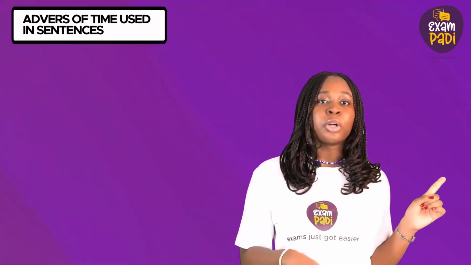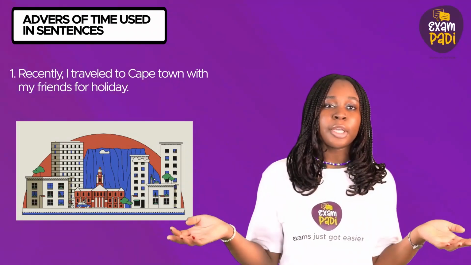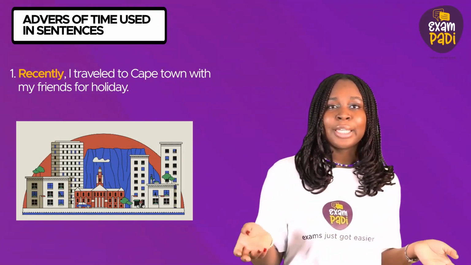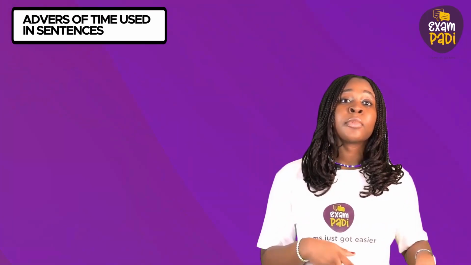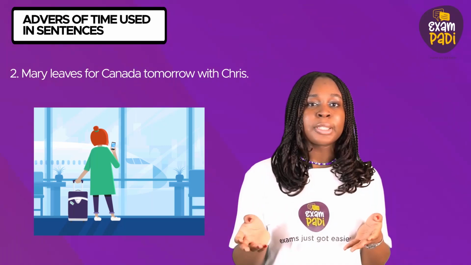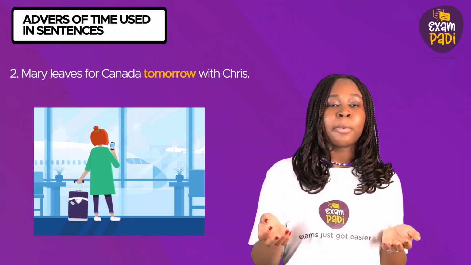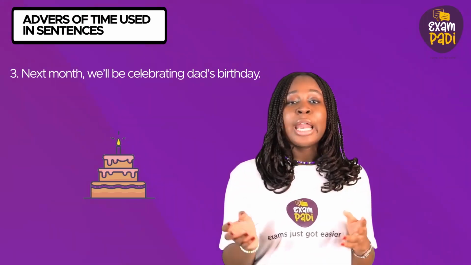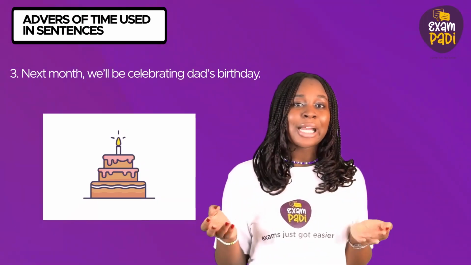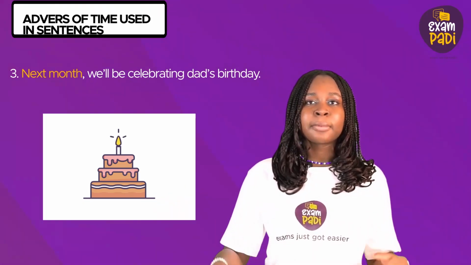Here are some sentences which use adverbs of time. Number 1. Recently, I traveled to Cape Town with my friends for holiday. In this sentence, recently is the adverb of time. Number 2. Mary leaves for Canada tomorrow with Chris. In this sentence, tomorrow is the adverb of time. Number 3. Next month, we'll be celebrating Dad's birthday. Next month is the adverb of time in this sentence.